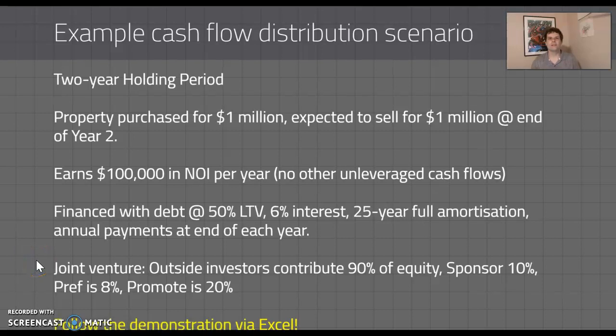Hello, we're going to demonstrate how to distribute money in an equity joint venture using return of capital. Before you is a scenario of a 2-year investment that we will follow throughout this tutorial. I strongly encourage you to pause now, write the scenario down, and practice going over it yourself before we walk through it together.